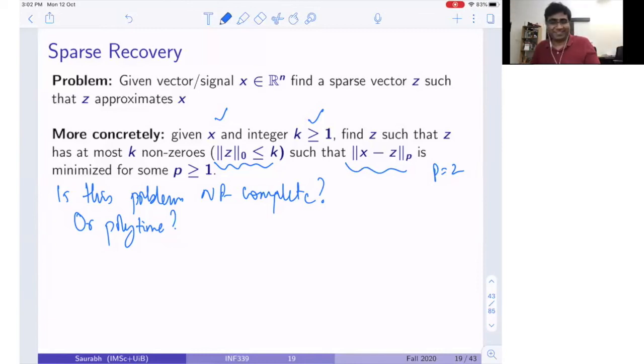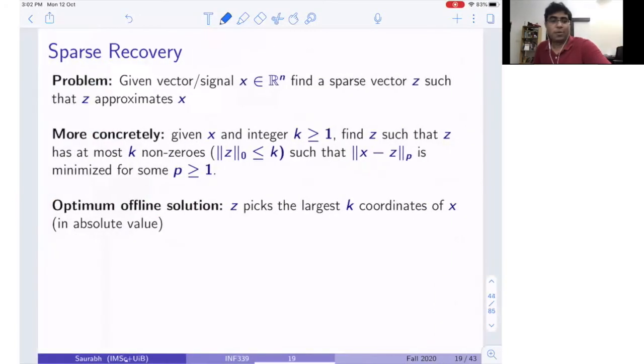No, it is not. It is polytime solvable, because it's a vector. In fact, this is polytime for any p greater than or equal to 1. Both k and p are part of the input. Basically, the optimum offline solution is that z picks the largest k coordinates of x in absolute value, and that's it.